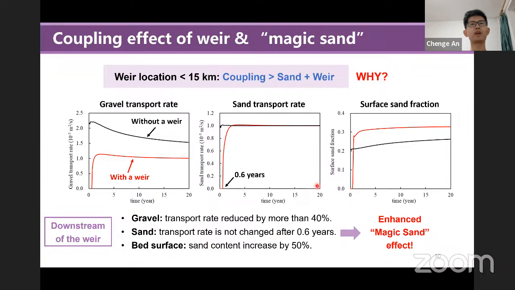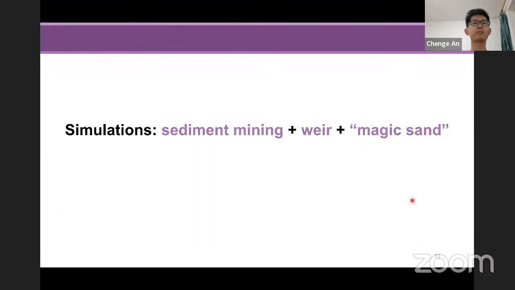And when we have a look at the bed surface downstream, we can see that the sand content increased by 50% when there is a weir. That means that when a weir is coupled with the fine sediment supply, it can enhance the magic sand effect in the downstream.